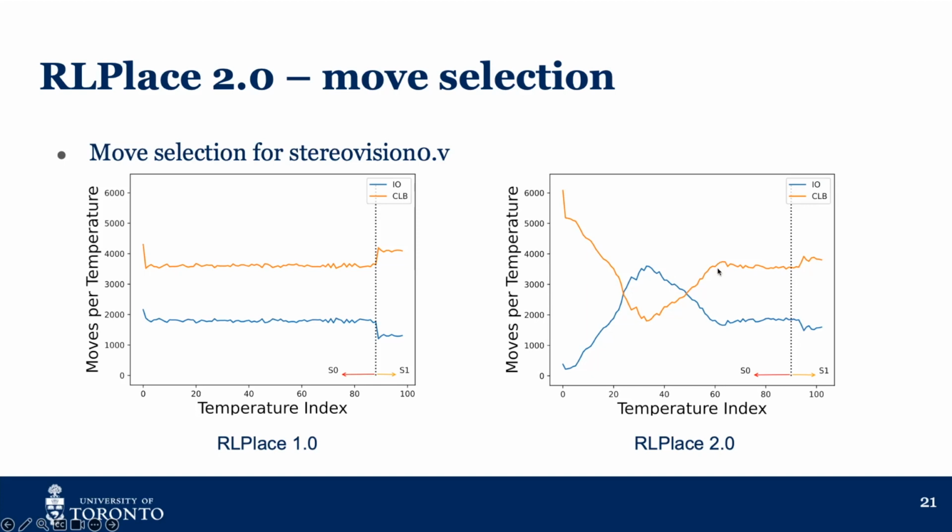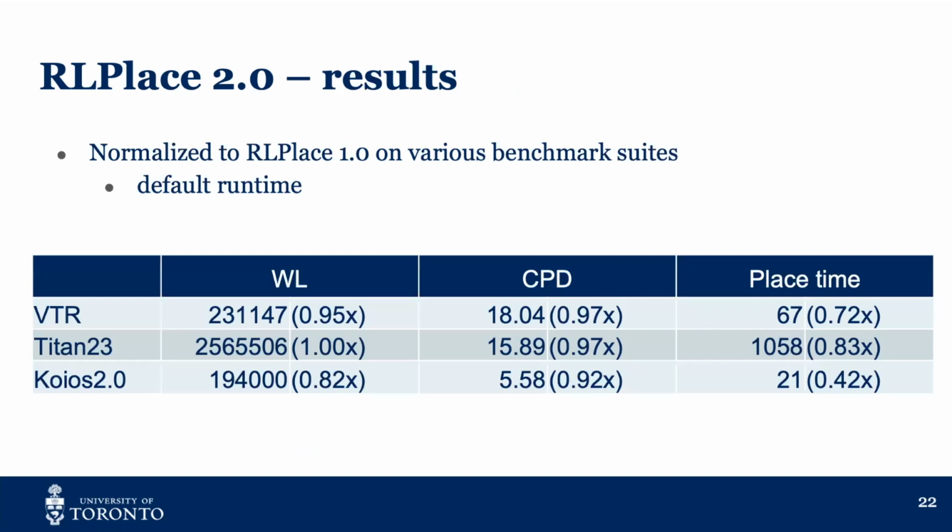But later in the anneal, it found that it became less beneficial, so let's now lower the percentage of moving IOs and focus again on moving CLB blocks. Now, how is this more flexibility or more controllability of the reinforcement learning agent mapped to the overall results? So in this table, we are comparing RLPlace 2 to RLPlace 1 on various benchmark suites on the default runtime point.